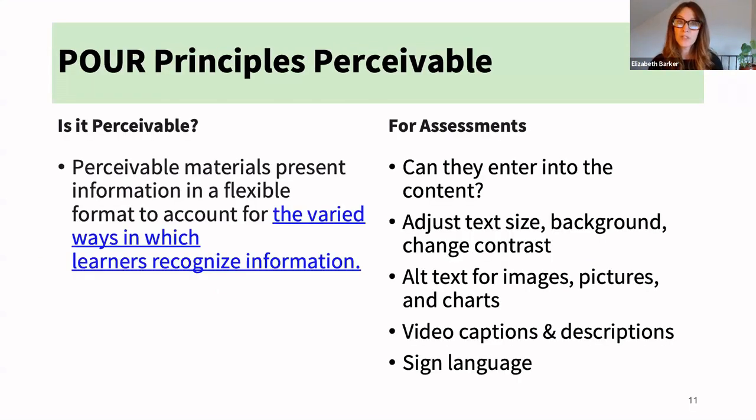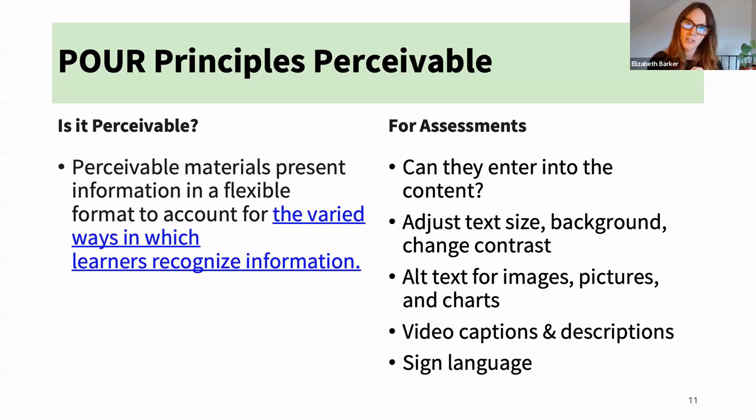So let's start with the first principle, okay? Perceivable. Perceivable materials present information in a flexible format for a variety of ways in which the learner can recognize information. You guys, this aligns so well with our multiple means of representation. Can they enter into the content? Is it accessible? Can they adjust the text size? Can they adjust the background changes? Are there alt tags, alternative text, for pictures, charts, and graphs?